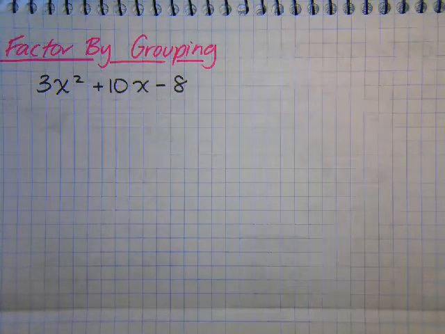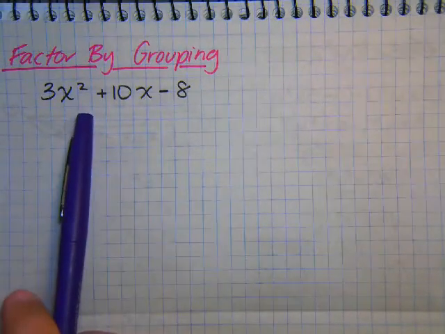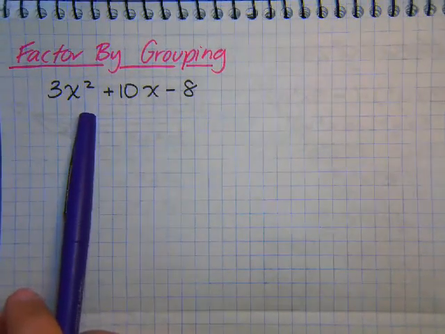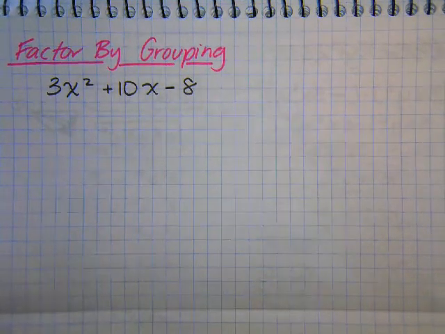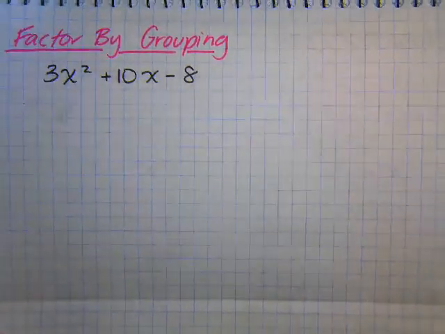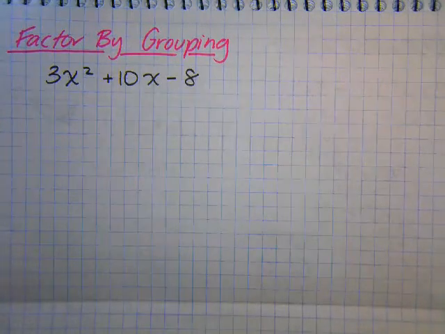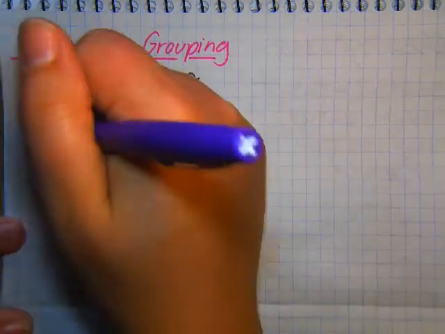Hey everyone, here we are factoring the trinomial 3x squared plus 10x minus 8. So we're going to be using the method factor by grouping. No matter which method you use, all three methods start by needing to do the diamond problem, because the two numbers you find from the diamond problem are what's going to help you do the rest of the problem.